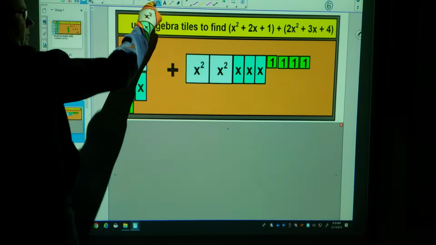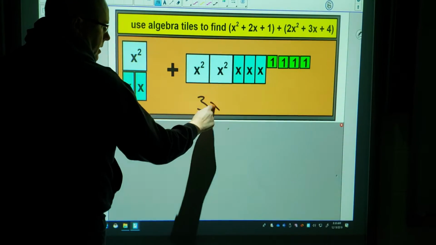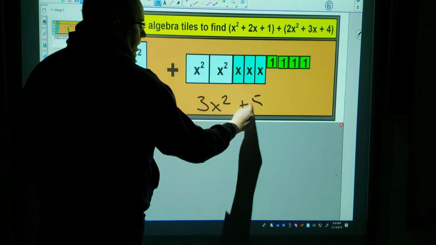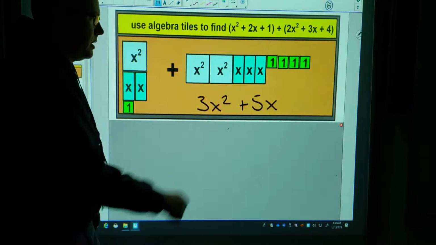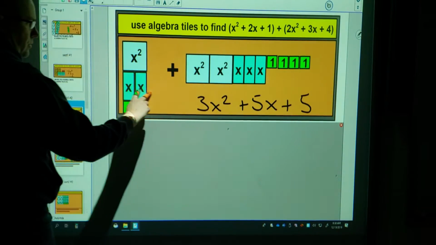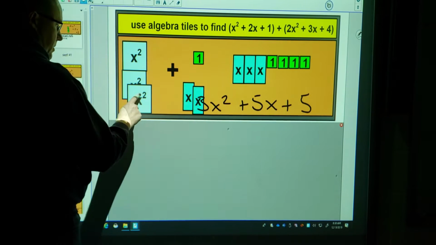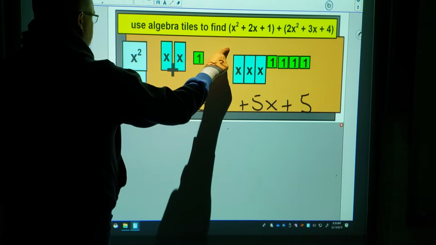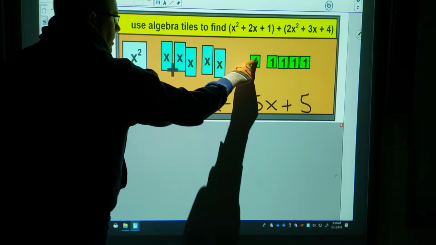So as I'm looking at this, I'm looking for those like terms. I'm seeing the big squares here. 1 square and 2 big squares is 3 big squares. 2 rectangles and 3 rectangles is 5 rectangles, and a rectangle is x, and 1 plus 4 equals 5. Now, if you actually have the manipulatives, or you can draw these out, the advantage is you can start to rearrange these terms again. So you can see that there's 3 squares here. I can bring all my rectangles together, 1, 2, 3, 4, 5, and 5.